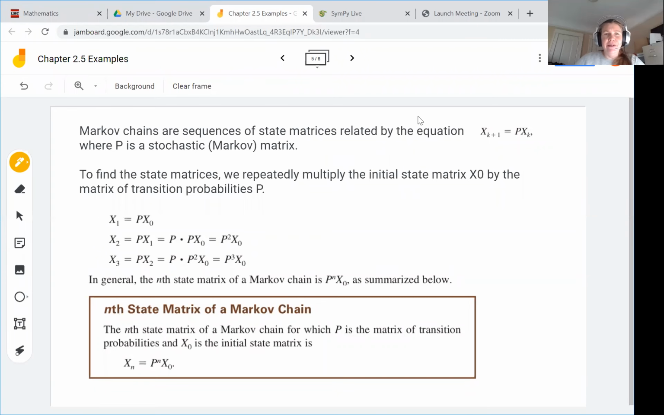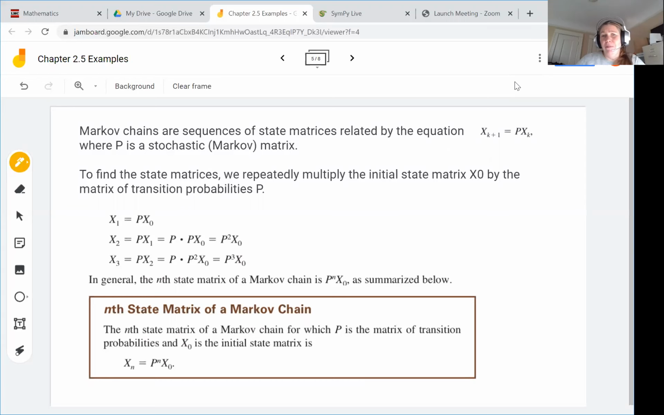In this video, we continue to take a look at Markov chains. Markov chains are sequences of state matrices related by this equation, x subscript k plus 1, as we denote it, equals the transition matrix P multiplied by x subscript k. So x subscript k plus 1 is the k plus 1th state, and we get that by taking the transition matrix, also known as the stochastic or Markov matrix, and multiplying that by the previous state.